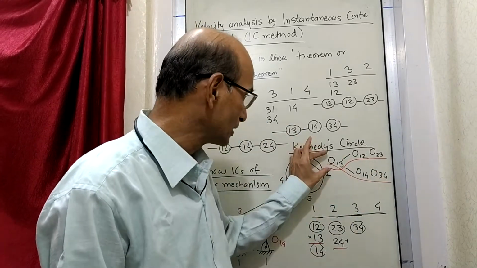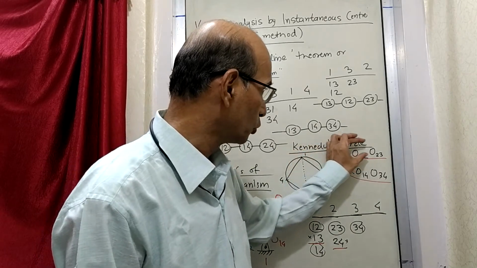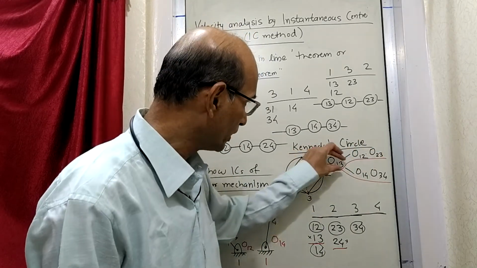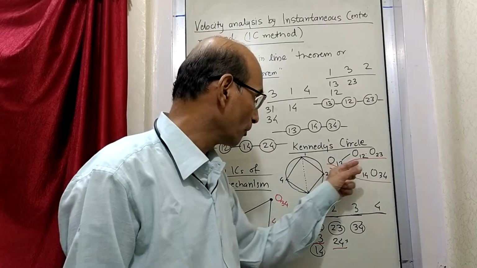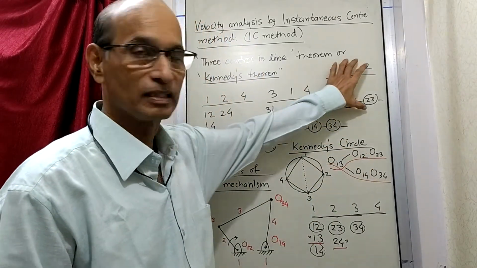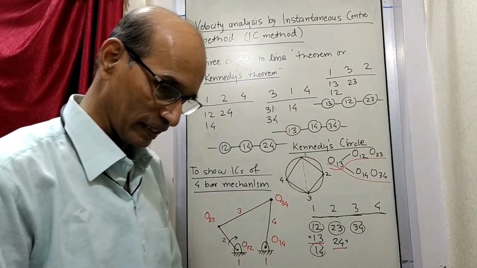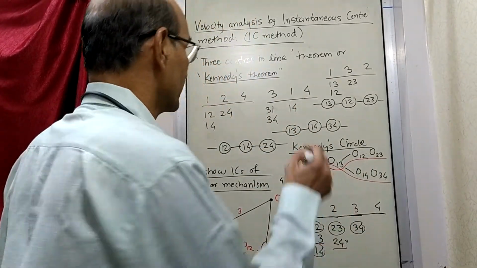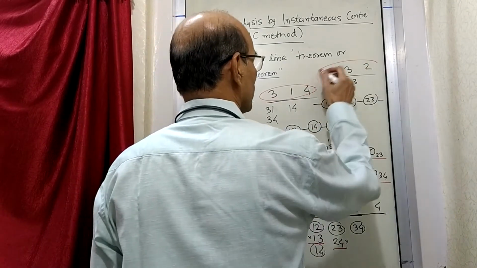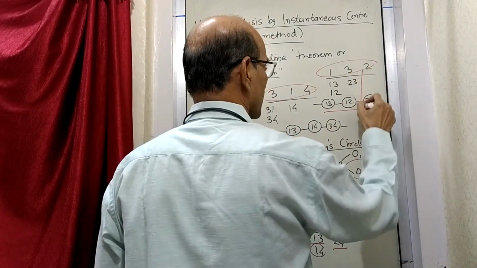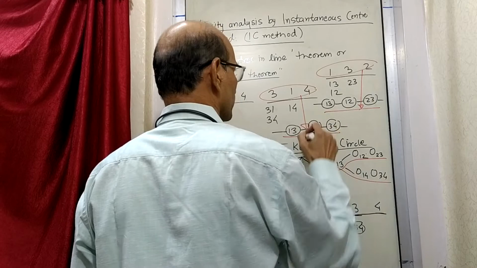So now the combinations that have happened are 1, 3, 1, 2, 2, 3, and 1, 3, 1, 4, 3, 4. This combination is like these three links are taken, and this combination is like these three links are taken. So it is like taking these three links and taking these three links, getting one combination like this and the other combination like this.